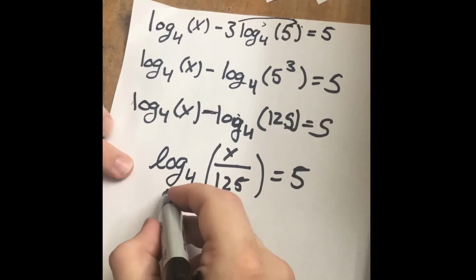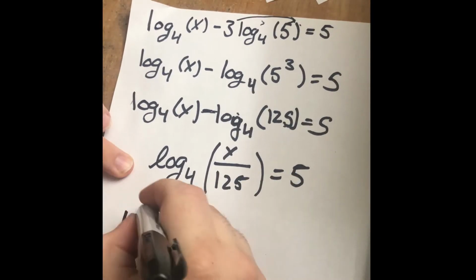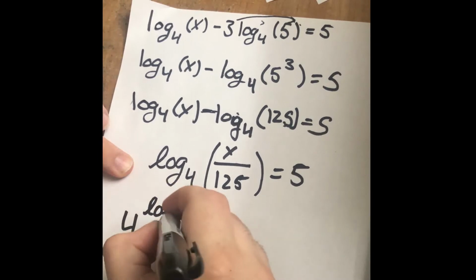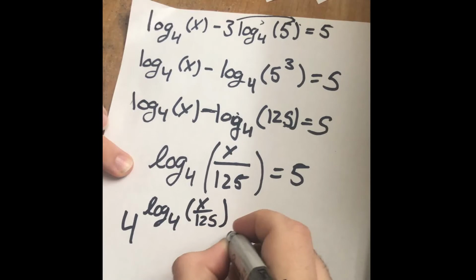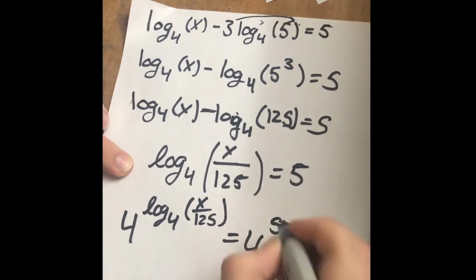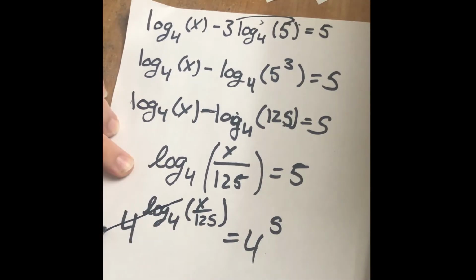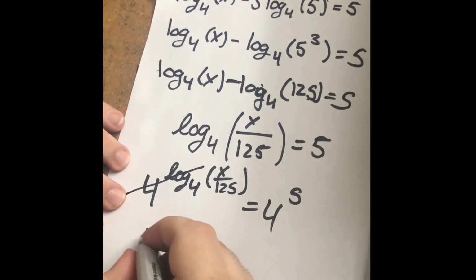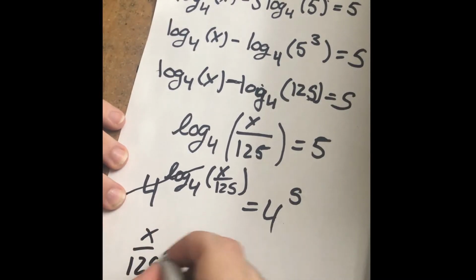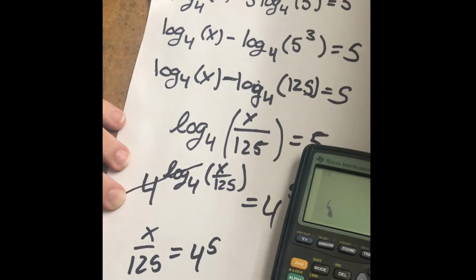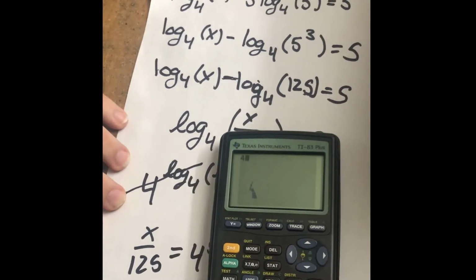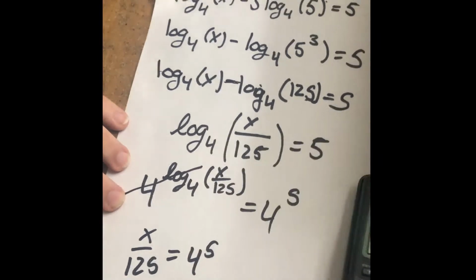I'm going to raise 4 to the power of both sides. These end up canceling out. I get x over 125 is equal to 4 to the 5th. 4 to the 5th is 1024.